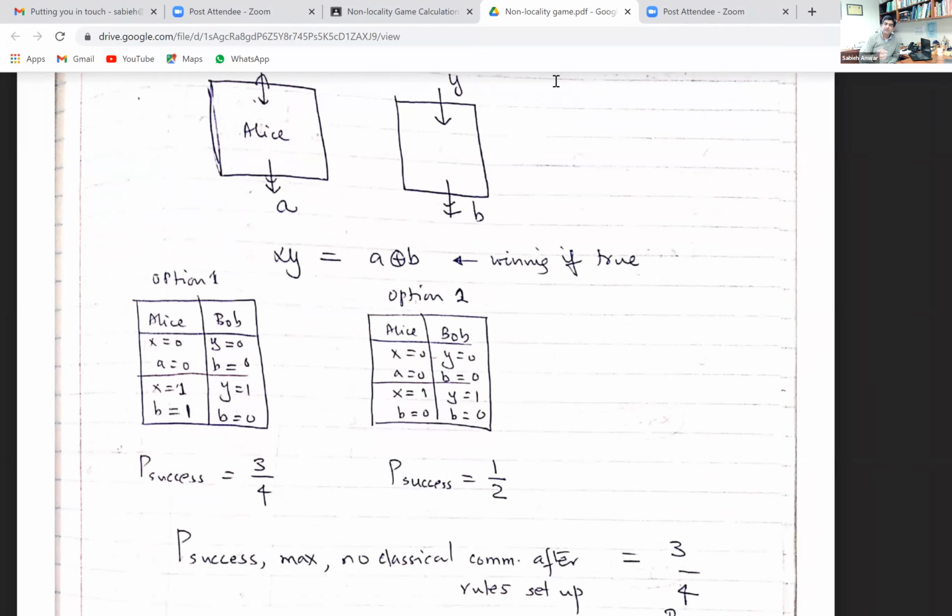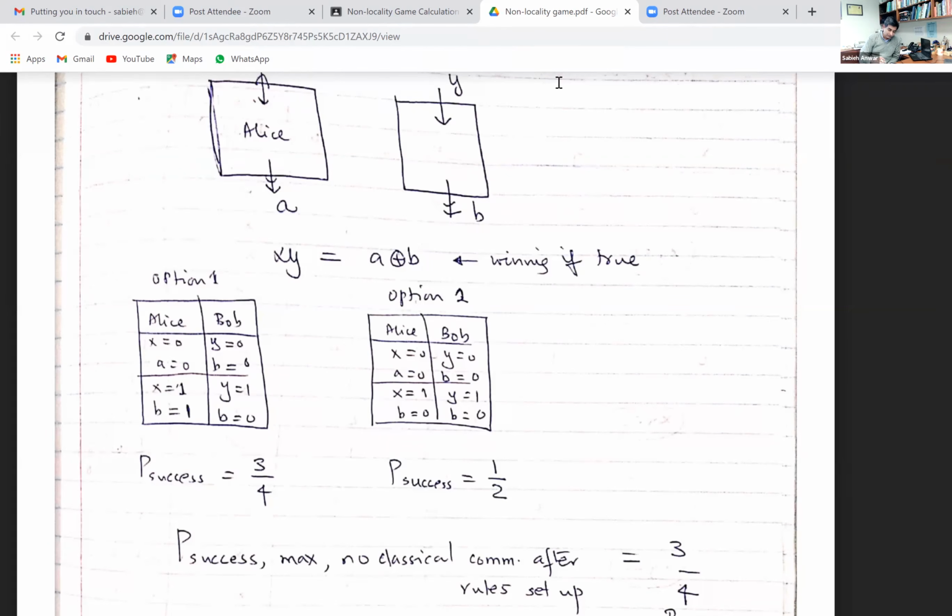So Alice and Bob meet, they decide the protocol, they decide the rules of the game, and then they depart. They move apart and they perform the experiments. They look at the outcomes of the experiments and then they share the results with each other and see how many times they've won. So this is the overarching theme of the game and the rules that they would like to maximize their chance of winning.